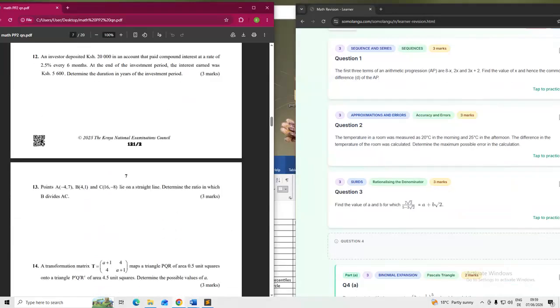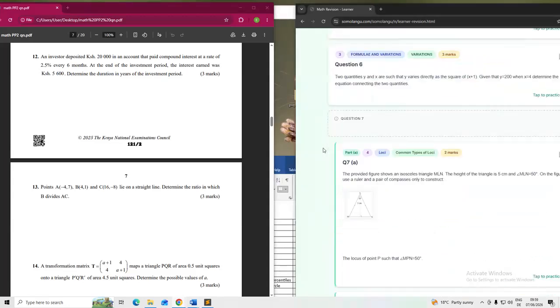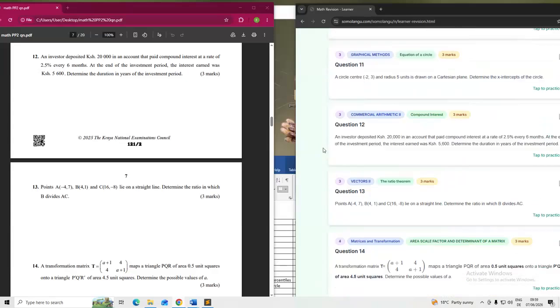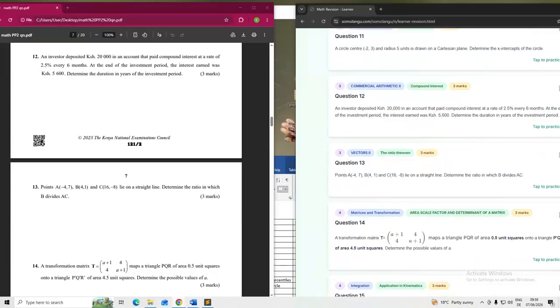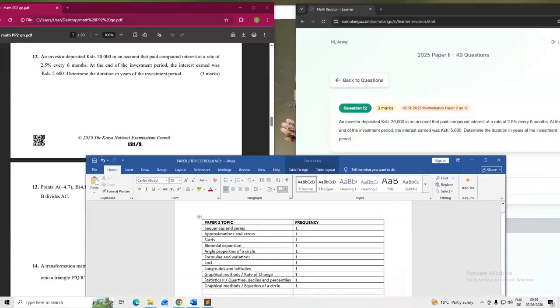An investor deposits this amount in an account that has compound interest at this rate, 2.5. At the end of the investment period, the interest earned was Kenya shillings 5,600. Determine the duration in years. Let's come to Somolangu. We can see this is a question on commercial arithmetic 2, a Form 3 topic on compound interest.